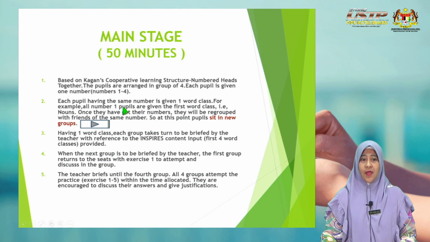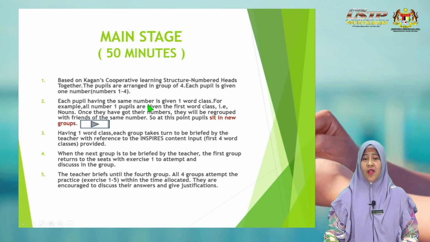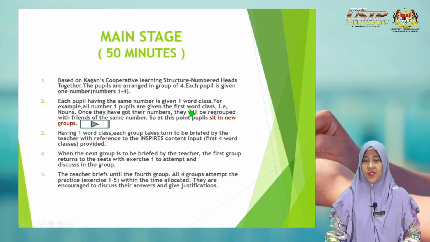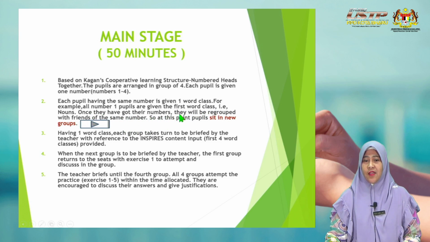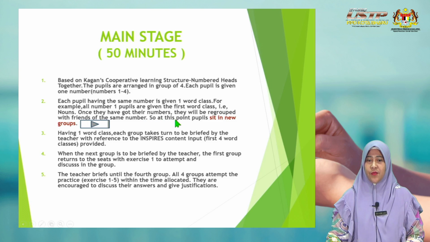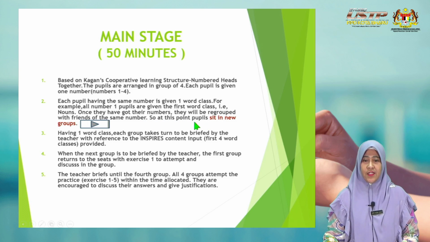Okay, the second step in the main stage: each pupil having the same number is given one word class. For example, all number 1 pupils are given the first word class, that is nouns. Once they have got their numbers, they will be regrouped with friends of the same number. So at this point, pupils sit in new groups.